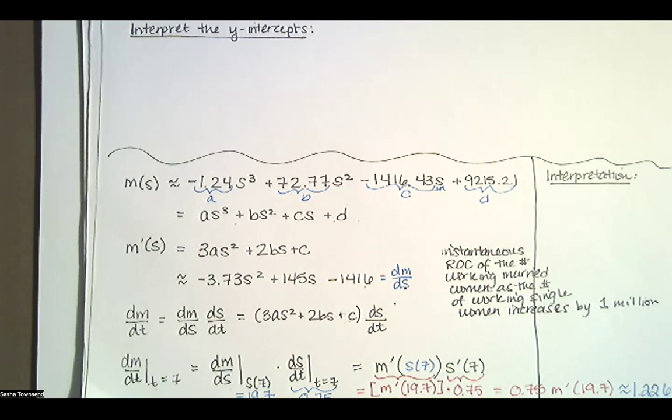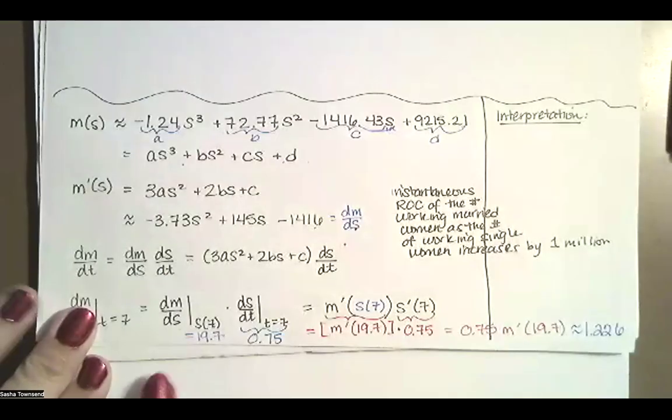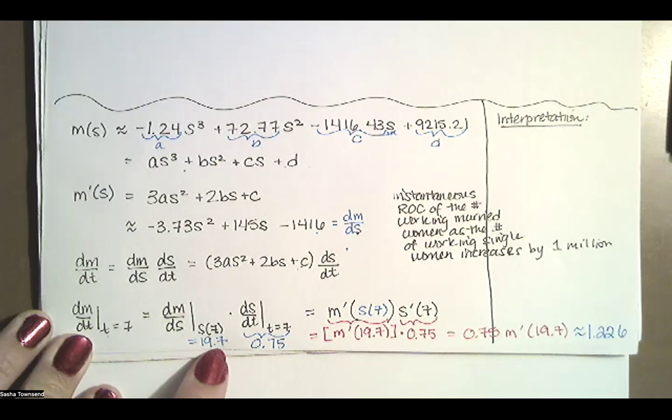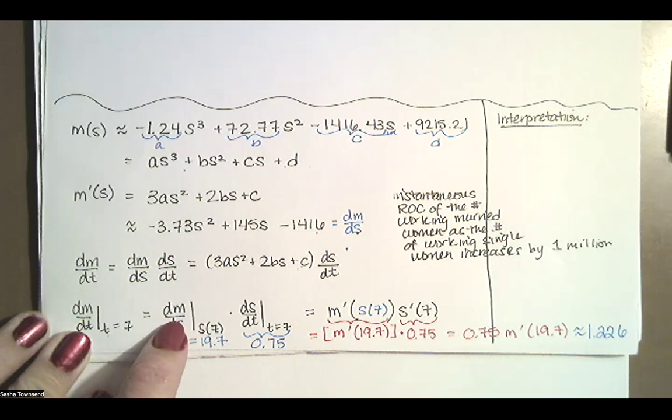So when we evaluate M prime at S of 7, what we're saying is in the year 2007, there were a particular number of single women working in the workforce. And it turns out if we look at our table of values, in the year 2007, there were 19.7 million single women working in the US. I said, well, how does M change as S changes? When S is 19.7 million working women, how does the number of married women change?